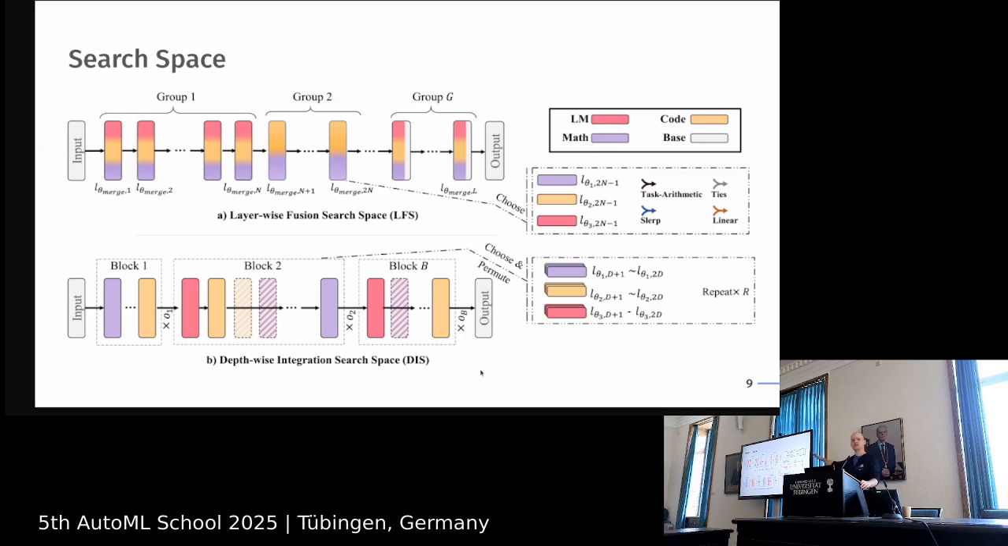So the top part is what I just talked about, which is averaging layer by layer, or parameter by parameter. We take a parameter group, we look at the same parameter group from these different fine-tunes, and we merge them together. But interestingly, language models are very malleable. So what's a bit more wild is you can also do the thing on the bottom. The bottom is depth-wise integration, which is interesting.